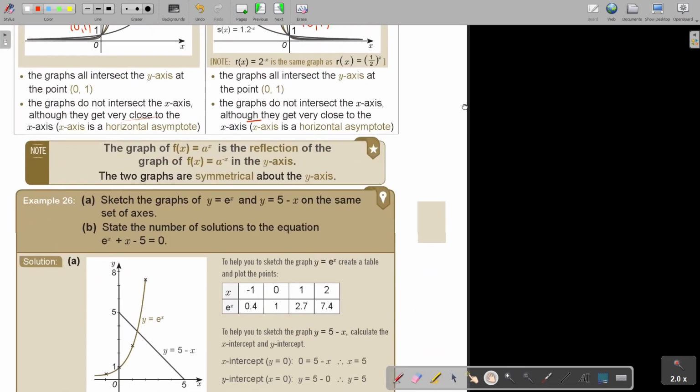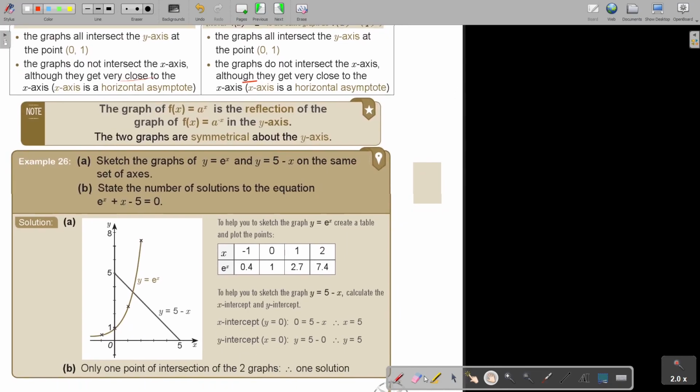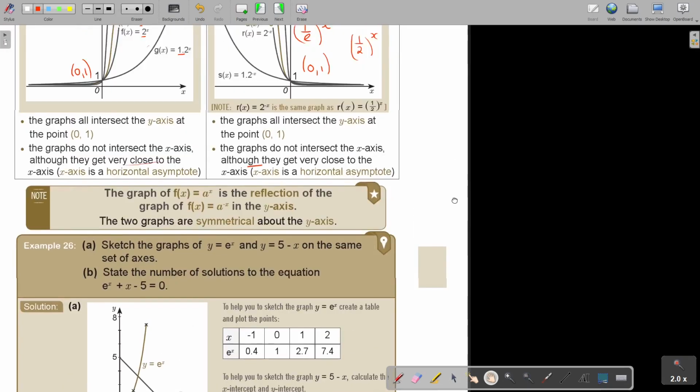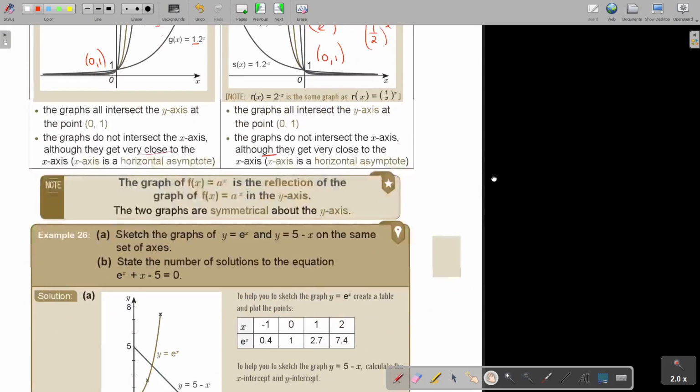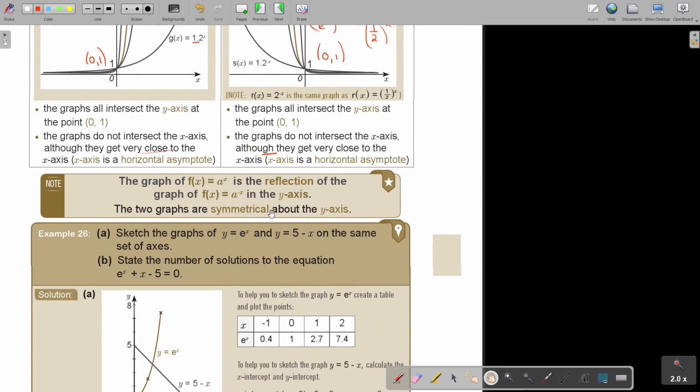Put it up, so that we can also see the example. The graph of f(x) = a^x is the reflection of the graph in the y-axis. Very, very important conclusion, which I didn't mention already. Can you see that this one is a reflection in the y-axis? Okay. The two graphs are symmetrical about the y-axis. So it means that this y-axis is the line of symmetry. Okay, let's look at the example.